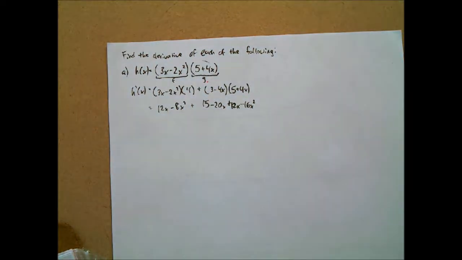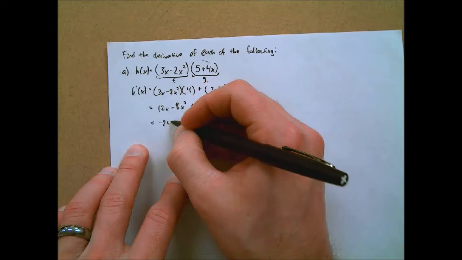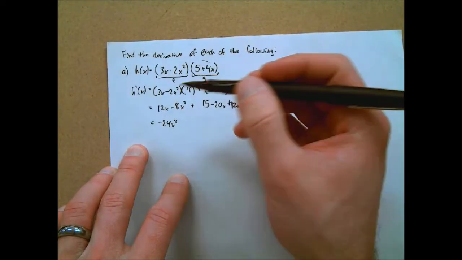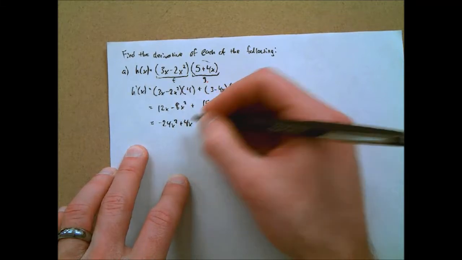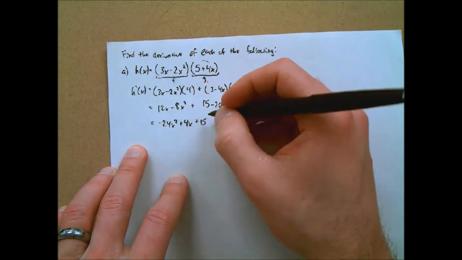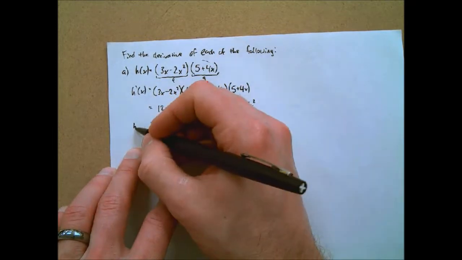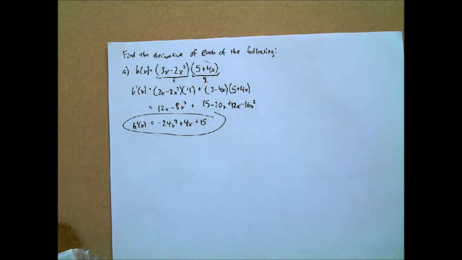Okay. So there's some like terms to combine here, right? The negative 8 and negative 16, negative 24, x squared. We have 12 and 12, which is 24, minus 20, so we get plus 4x. And then 15, and that's it. Okay? And so there's our derivative. Wow. Okay, there's our derivative.